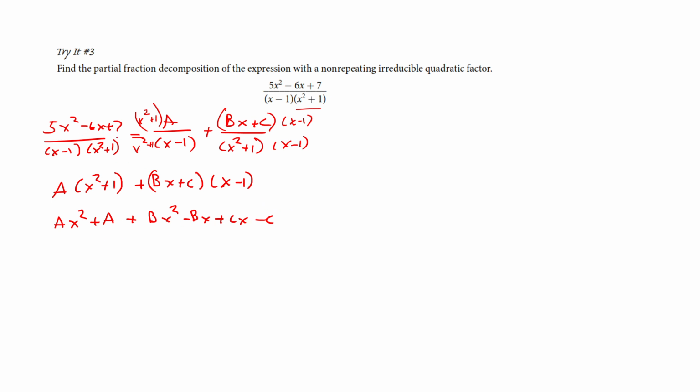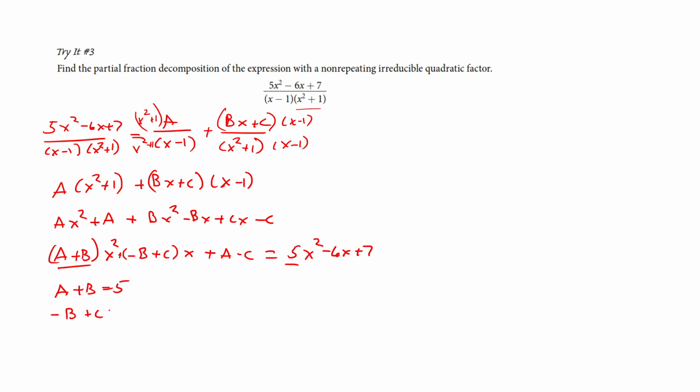So let's combine things. It really equals that 5x squared, but let's combine. So we've got a plus b x squared. Now, how about the x terms? I've got negative b plus c x, and then lastly a minus c. Now all of that equaled 5x squared minus 6x plus 7. So let's match up the coefficients. So a plus b must be equal to 5. Negative b plus c must be equal to negative 6. And a minus c must be equal to 7.